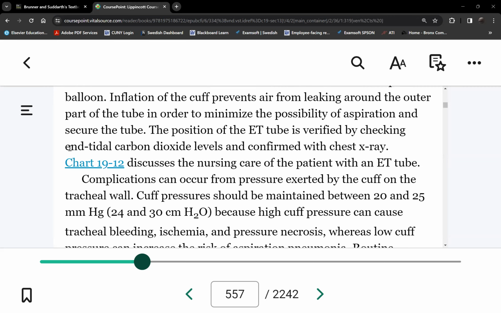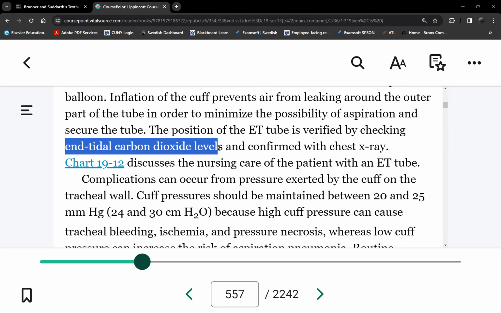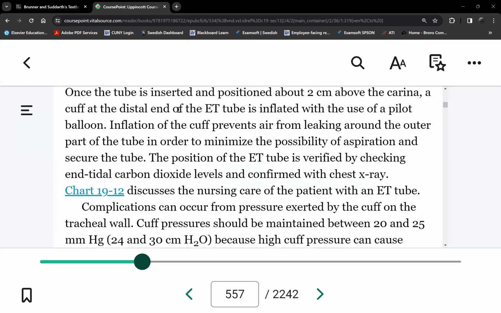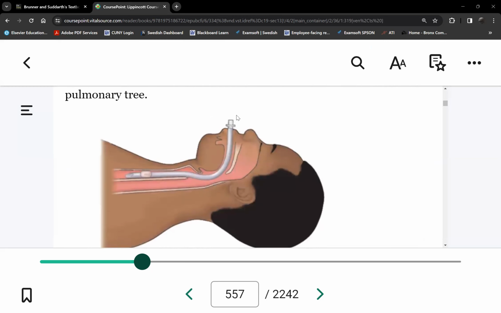So another way of checking placement is checking the end-tidal CO2 level. What is this? This is done through a capnometer. You know what a pulse oximeter is? Okay, so it's like a pulse oximeter. However, it's not put on a finger. It's put at the tip of the tube. So the sensor will be placed at the end of the tube right here. And then the capnometer will read the CO2 levels as the patient exhales.